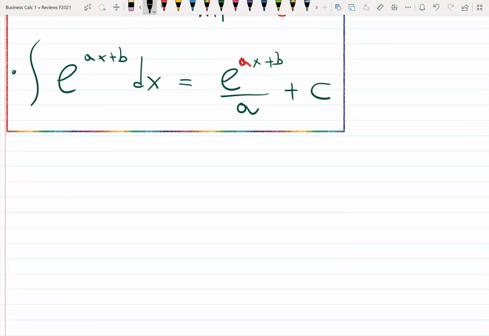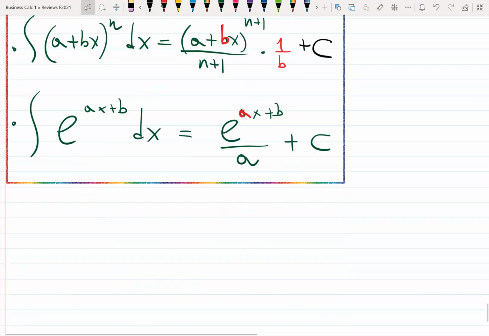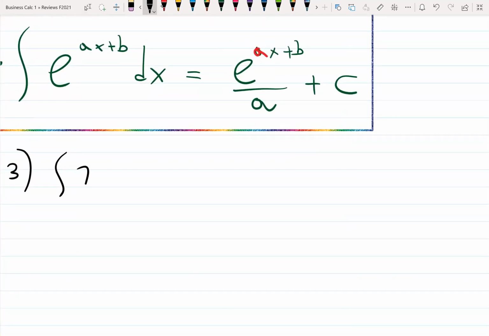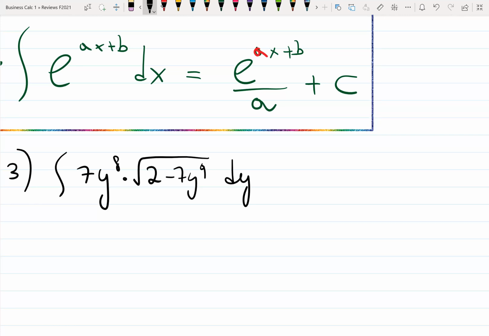One more example, when you cannot avoid doing U substitution, will help you to understand how to do U substitution, which is the integral of 7y to the 8 times the square root of 2 minus 7y to the 9 dy. It is fine that the function inside is called y, not x. It can be called g, t, the letter of your name, anything. So don't be afraid about that.